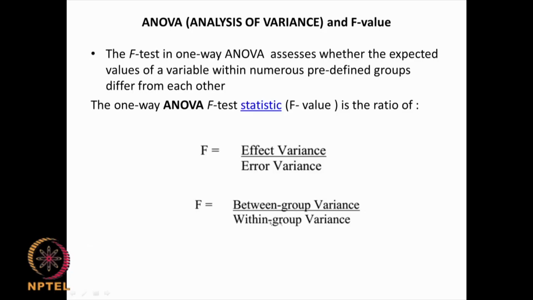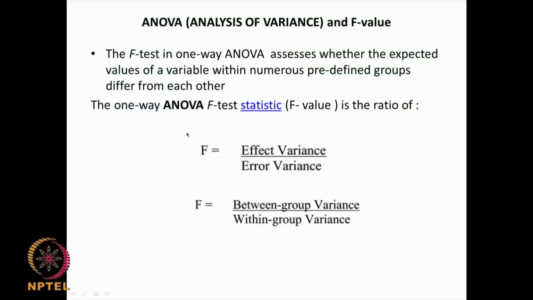If there is a lot of variation within the group, obviously the within group variance or error variance will be very large, that means the denominator will be very large, then the F value will be small. So, I will not be able to differentiate between two different drugs, for example. That is an important point one needs to keep in mind.